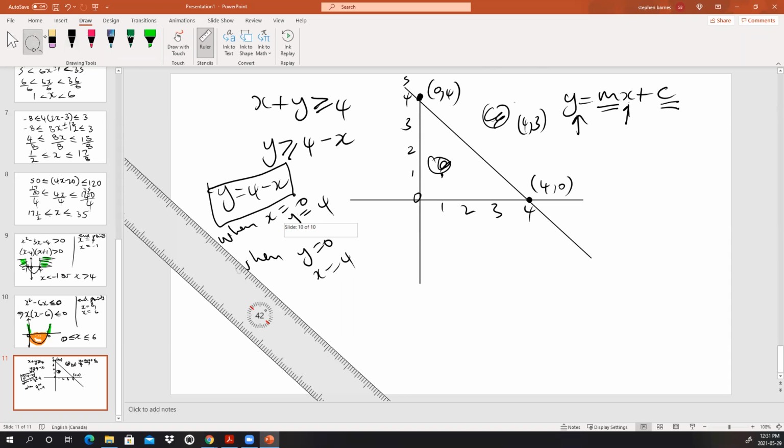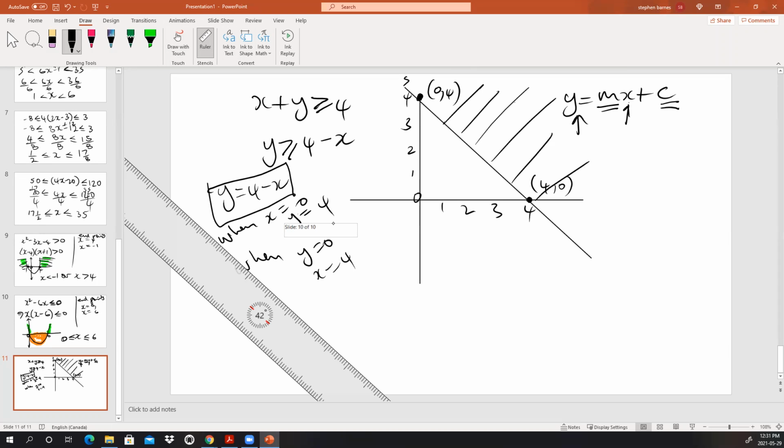So let me clean up here, at least try to. So you know that your shaded region must lie over this side. Let me try and use this and shade it up. So your shaded region must lie over this side.